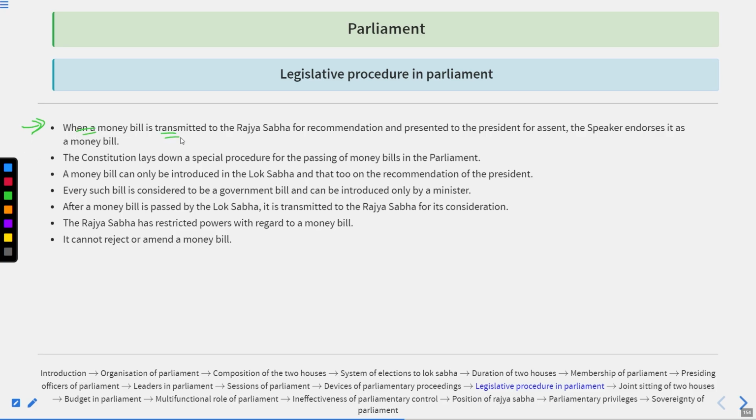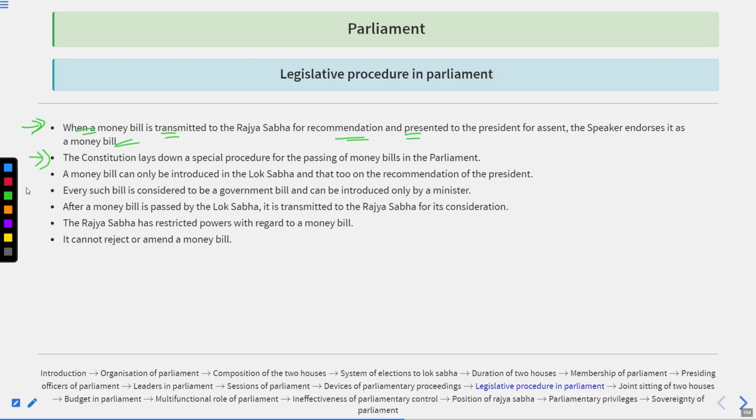When a bill is transmitted to the Rajya Sabha for recommendation and presentation to the President for assent, the Speaker endorses it as a money bill. A money bill can only be introduced in Lok Sabha by the Finance Minister. So whenever the Lok Sabha passes the bill and the bill is to be passed by the Rajya Sabha, remember the Speaker is the one who has to recommend and endorse that the particular bill which has been sent to the Rajya Sabha from the Lok Sabha is a money bill.